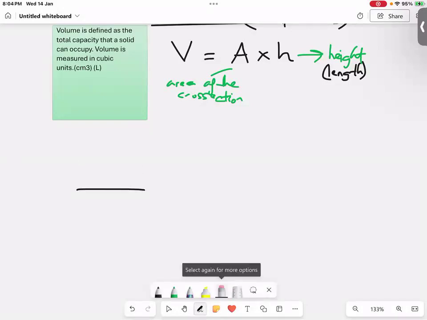No, I want to draw it neater than that. Hold on. I want to draw it neater than that. Give me a second.